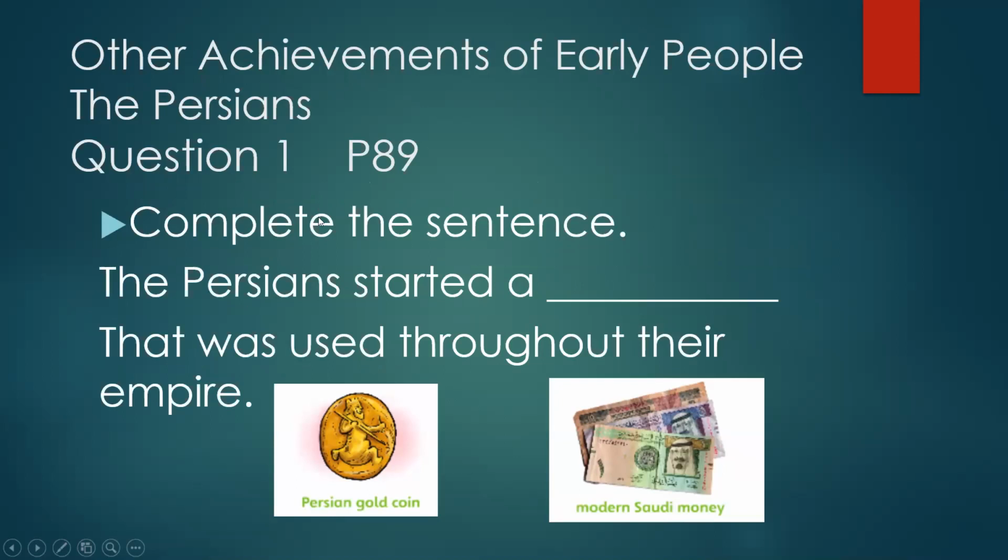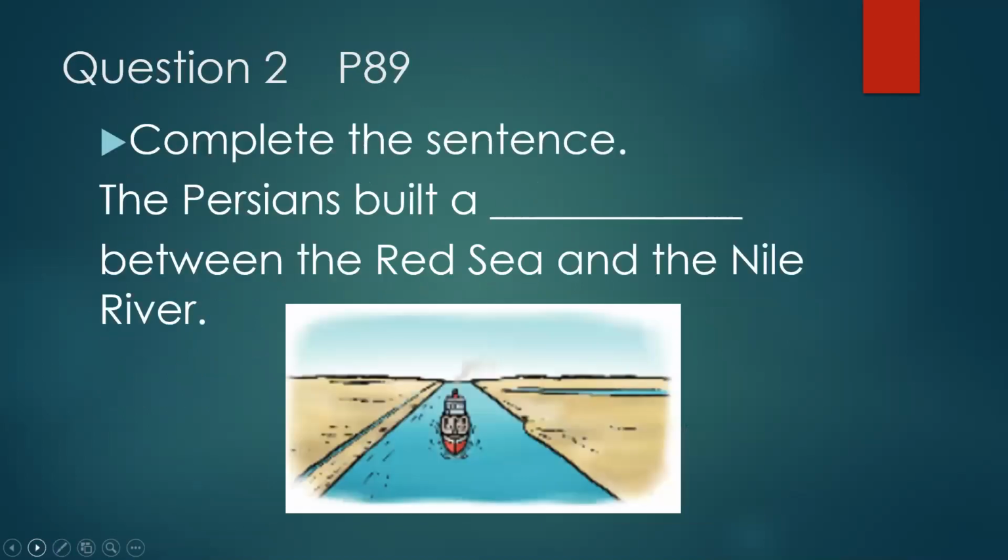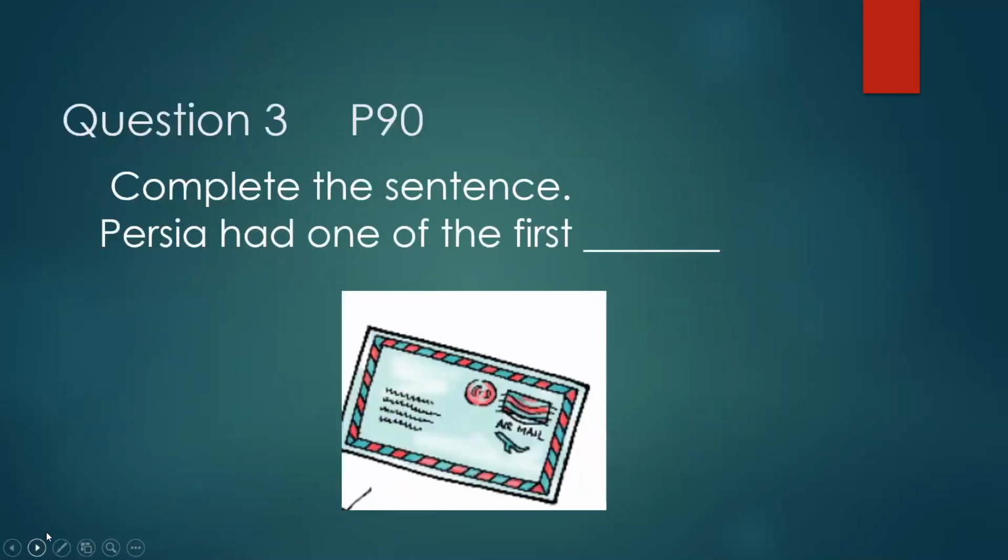The question 1 we will find on page 89. Complete the sentence. The Persians started a what? That was used throughout their empire. And here we have a clue for you. Look at the pictures. Number 2 on page 89 as well. Complete the sentence. The Persians built a what between the Red Sea and the Nile River? What is this? Look at the picture.